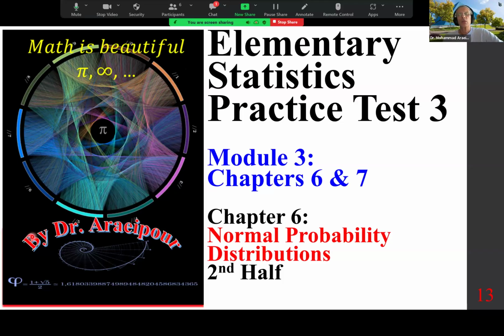Good morning, class. We are looking at Module 3 that covers Chapter 6 and 7. Chapter 6, Normal Probability Distributions. Here's the rest of it, the second half.